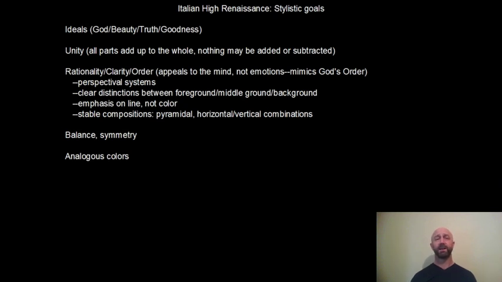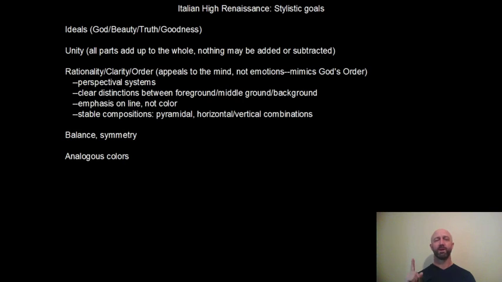How do you create the ideal? Well, here are some watchwords. Rationality, clarity, and order. They all are kind of similar, and they all mean that the work of art should appeal to the mind, not the emotions, because this mimics God's order, which is very rational. How do you get the rational? How do you get perfection?